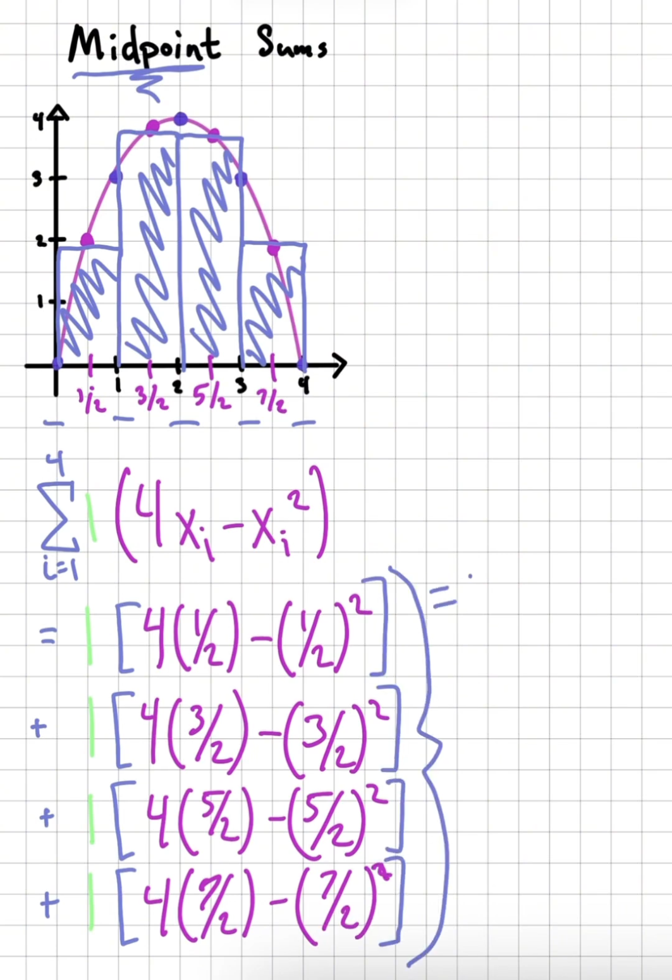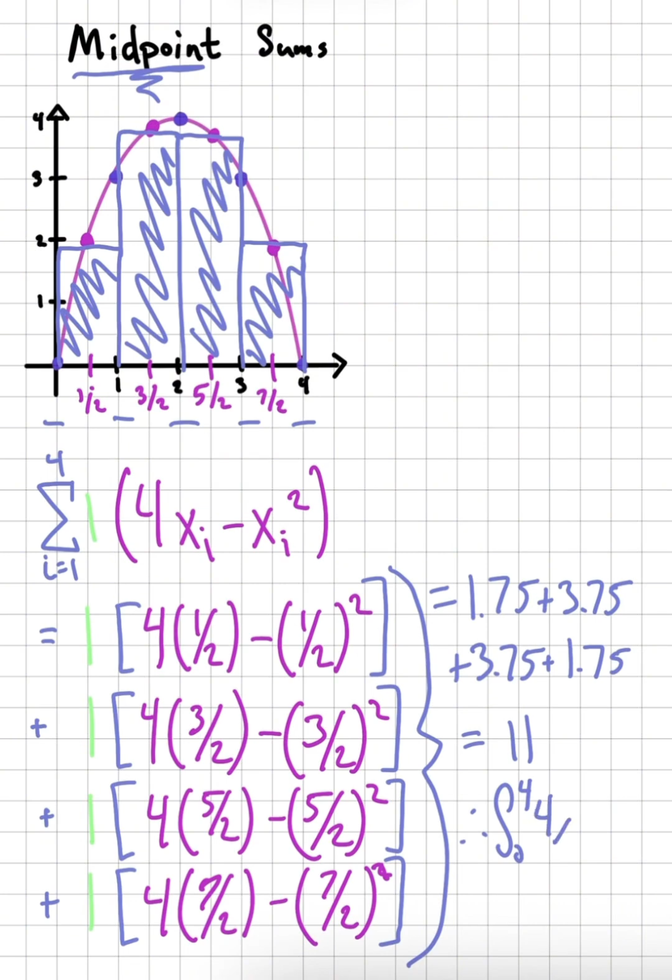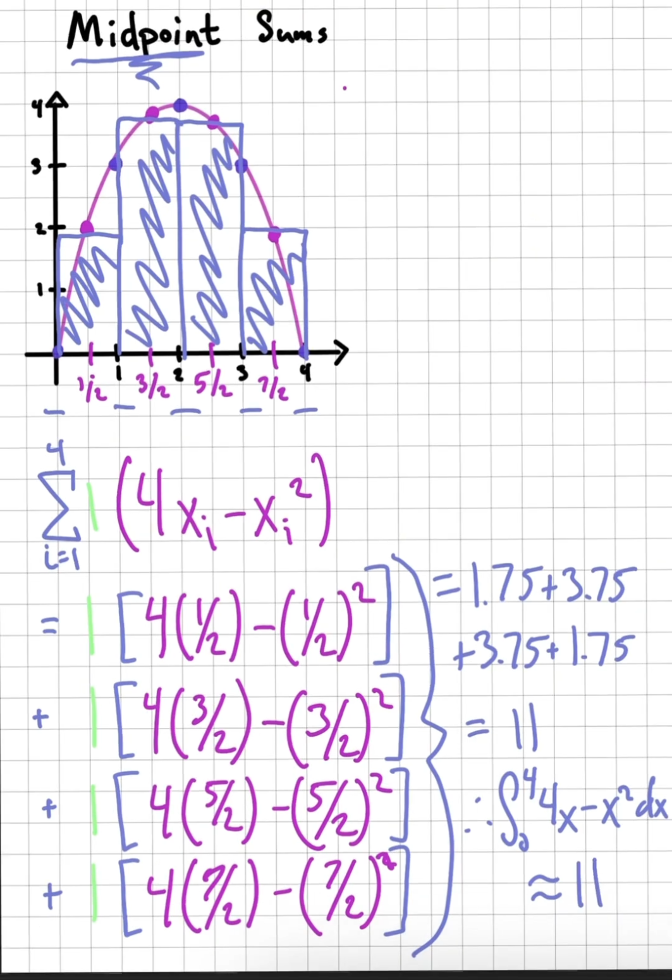Now, after plugging them all in, we can find that the first rectangle has an area of 1.75. The second rectangle has an area of 3.75. The third rectangle has an area of 3.75. And the last rectangle has an area of 1.75. And if we add all those together, we get 11. And therefore, we can approximate the integral from 0 to 4 of the function 4x minus x squared as 11.